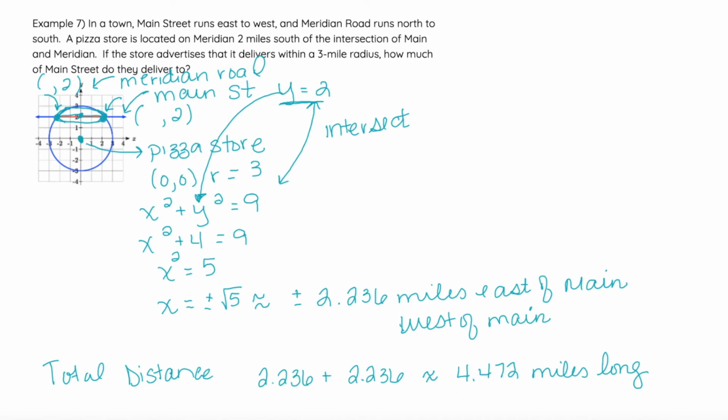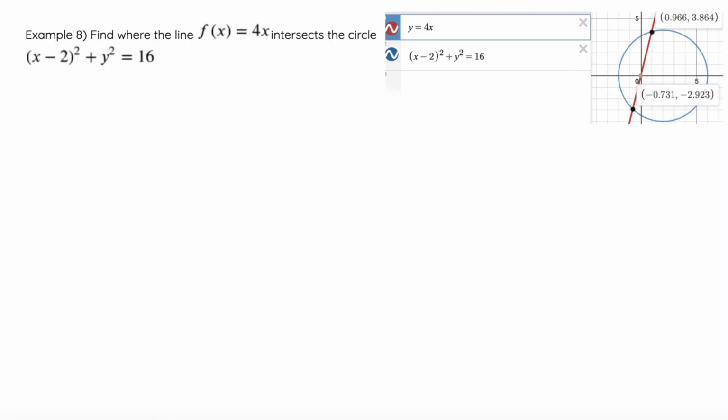Along those same lines, let's head to slide 5. Here again, I'm using Desmos, and we frequently use that in college algebra, so it's another way for us to verify that what we're visually seeing is what we're algebraically determining. It's asking us to determine where our line y is 4x intersects the circle x minus 2 squared plus y squared is 16.